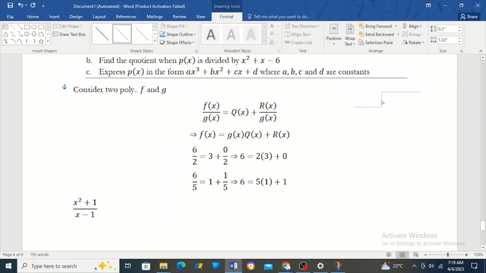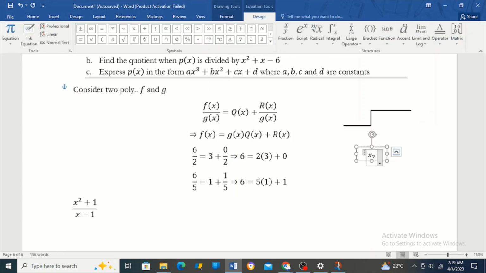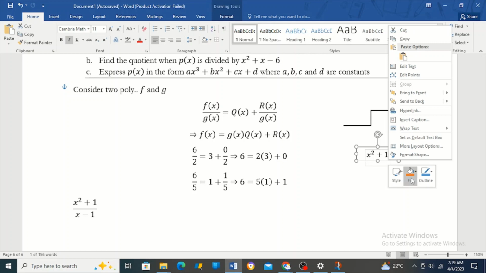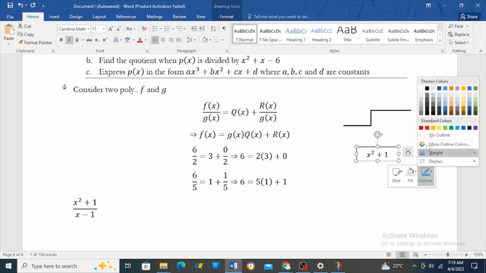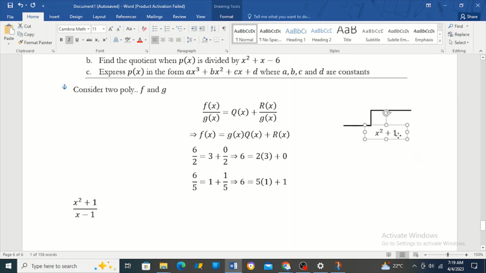So for us to divide, draw our long division sign. Then we have our x squared plus 1, which we put inside here, and we divide it with x minus 1, which we put outside.